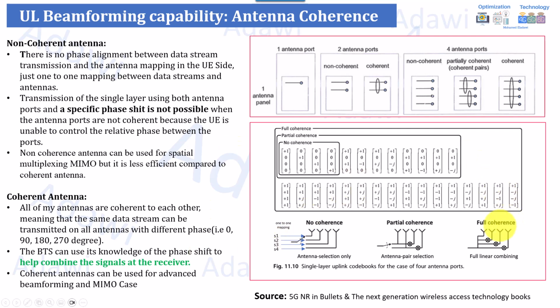And in case of full coherence, how will the BTS use the information? For example, the BTS already knows, or can use its knowledge about the phase shift. It knows that this user is supporting full coherence, and it has prior knowledge about the phase shift. It can help to combine the signal at the receiver side. At the gNB side, since it knows the phase shift, it can combine the signal. Accordingly, this can be reflected in improving the signal to noise ratio.